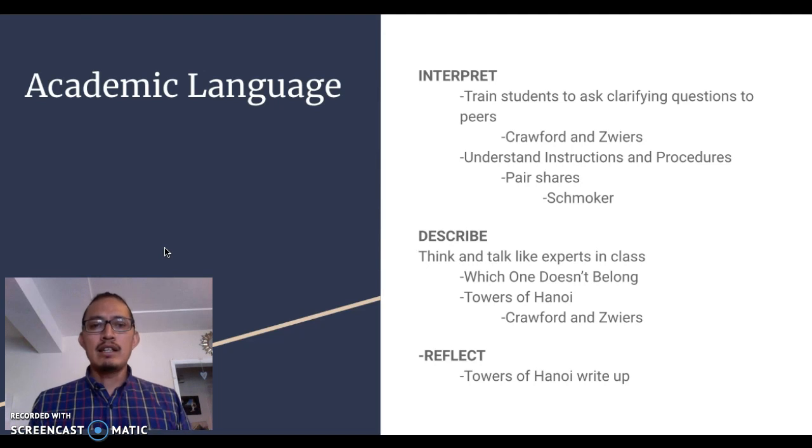And then at the end of that lesson, I asked students to reflect on it and to do a write-up on what they learned about the Towers of Hanoi and the math behind it. So it's kind of like the academic language that I utilize during that lesson, and the academic language that needs to be utilized in most math lessons.